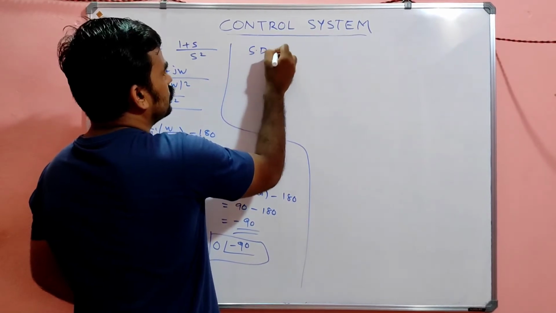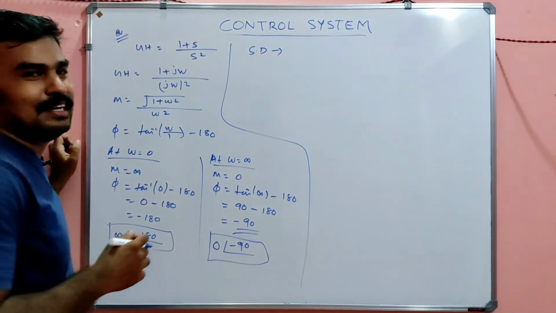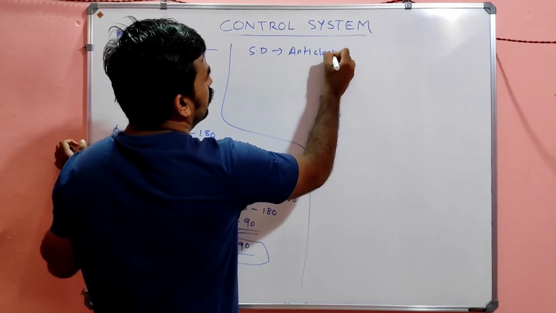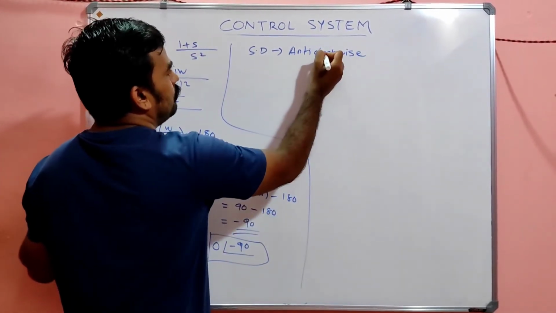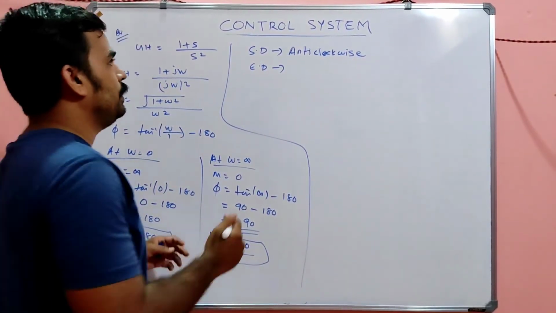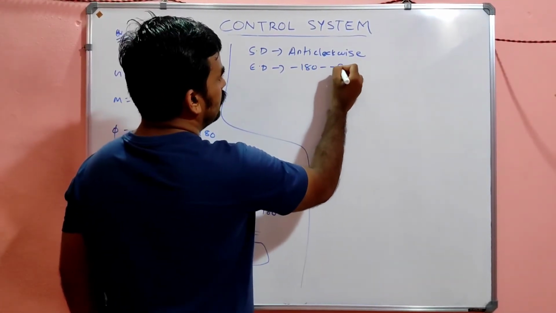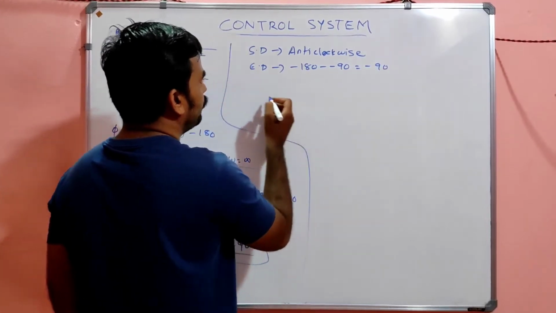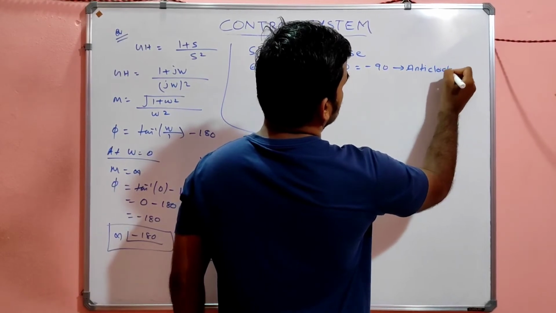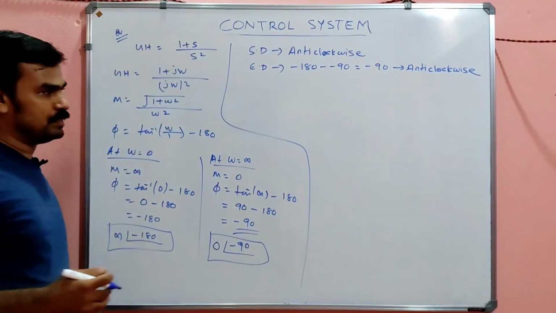So what will be the starting direction? Again for the starting direction, the open loop zero is near the origin now, so it will be 90 clockwise. And what will be the ending direction? Ending direction is the angle difference: minus 90 minus 180... minus 180 minus 90, so it becomes minus 90 itself. Minus means it will be anti-clockwise. So both the starting direction as well as the ending direction will be anti-clockwise.